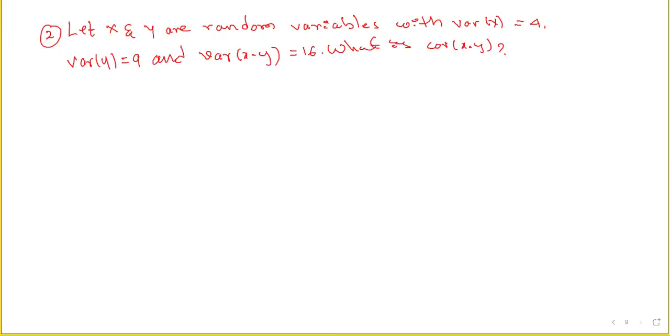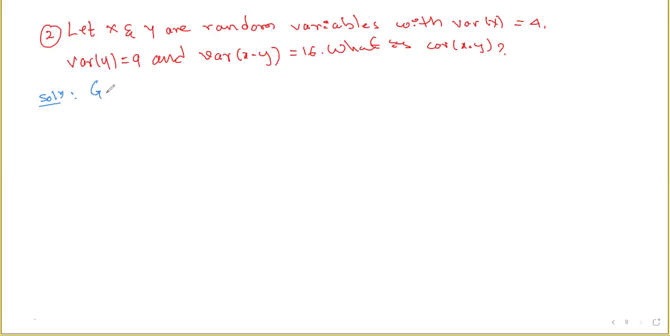In our knowledge, to find covariance, what formula are we using? Covariance of x, y is equal to expected value of xy minus expected value of x into expected value of y. But here we have a practical difficulty, there is no expected value. There is no value in terms of expectation. But they gave one piece of information, that is variance of x minus y. So depending upon this information, we can solve this example.